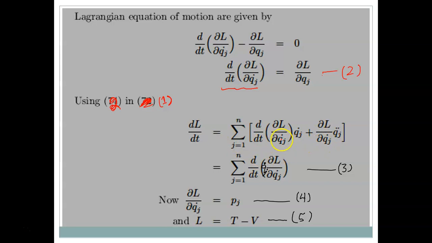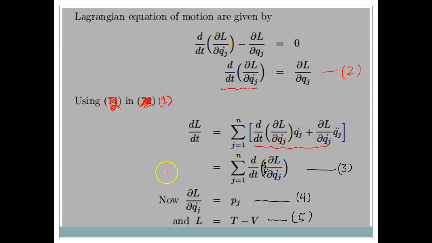Now this is basically d by dt of del L by del qj dot times qj dot, plus del L by del qj dot times qj double dot. We can write it as the derivative of qj dot times del L by del qj dot. If you open this as the derivative of a product of two functions, you again obtain this value. So we can write it in this form.